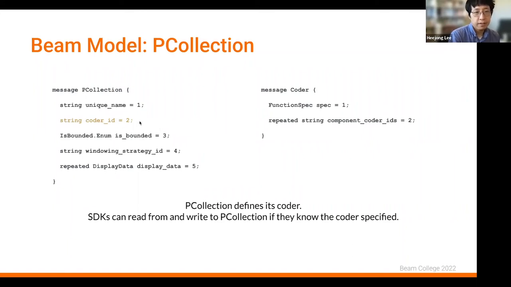So there are sets of standard coders like string, numbers, or something like that. And also some SDK-specific coders, like a serialized object for Java and a pickled object for Python or something like that. And these kinds of coders can be used only by that specific SDK. So the Java serialized object coder can be used only from the Java SDK, of course.